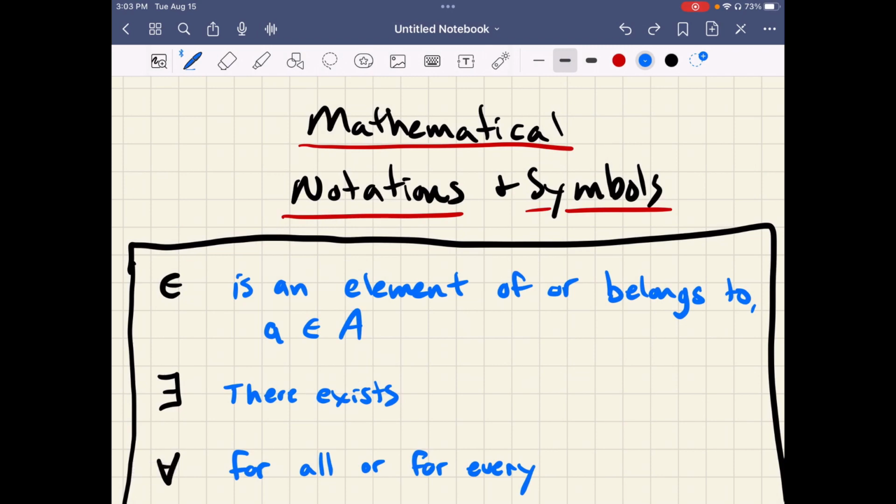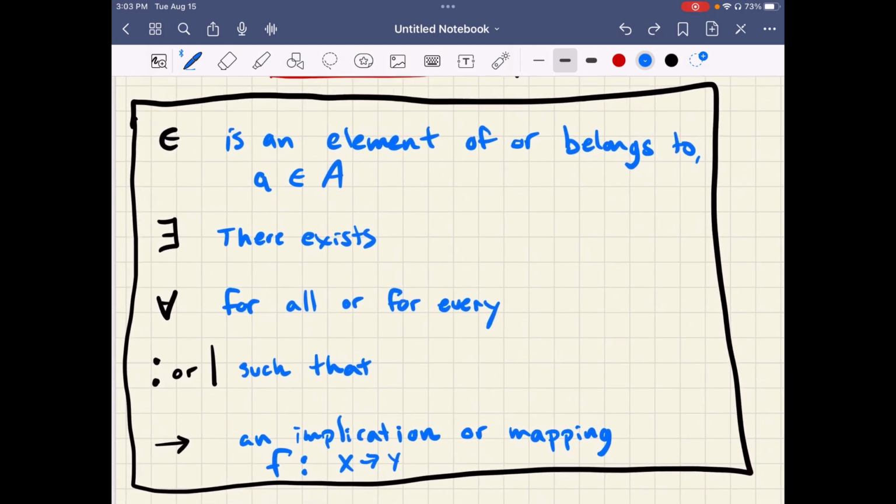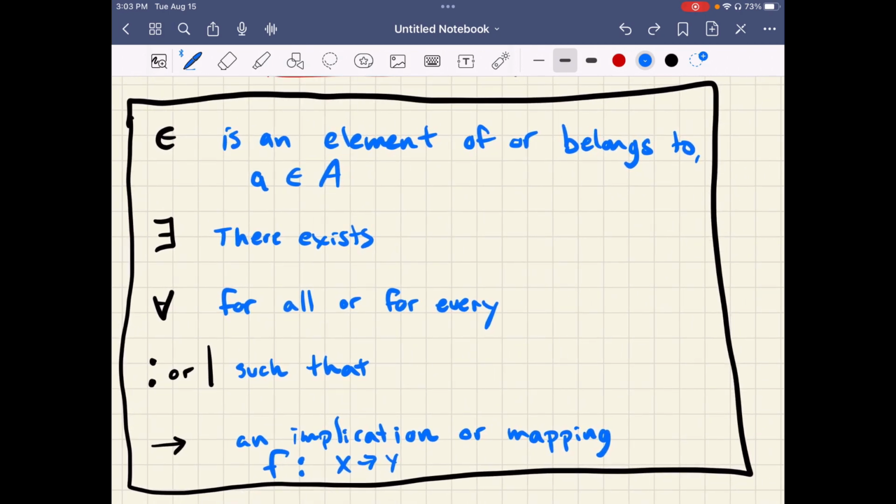In this video, we're going to look at mathematical symbols and notations. If you can see here, we've got a list of a few common ones. All of these symbols over here on the left are going to represent a common mathematical phrase. So let's take a look and see what some of those are.